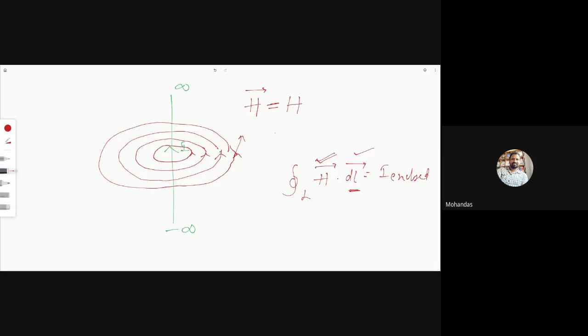What is the direction of these magnetic flux lines? AZ means upward. Do you have upward magnetic flux lines? How do the magnetic flux lines exist? In circular manner; these circular magnetic flux lines are perpendicular to this conductor. So in the direction of AZ, you don't have any magnetic flux lines. So it is not required.